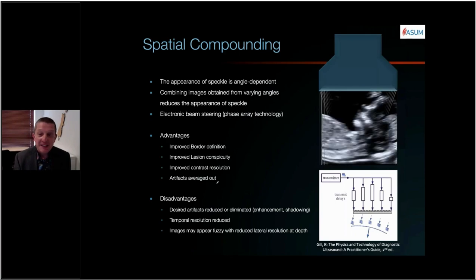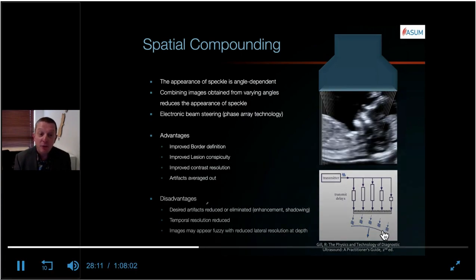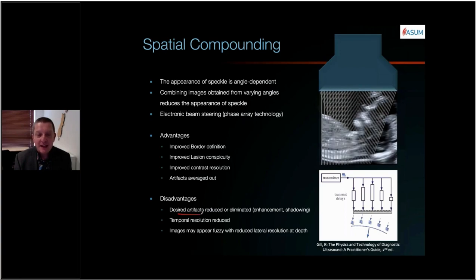Now, as with any user selectable control, there are some advantages and some disadvantages. One of the disadvantages is that some of the desired artifacts can be reduced or eliminated. For example, enhancement and shadowing. This is very important to recognize.